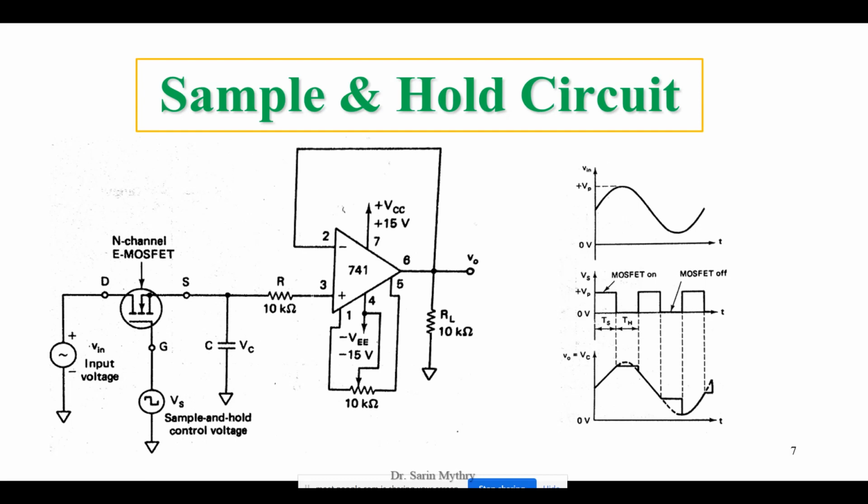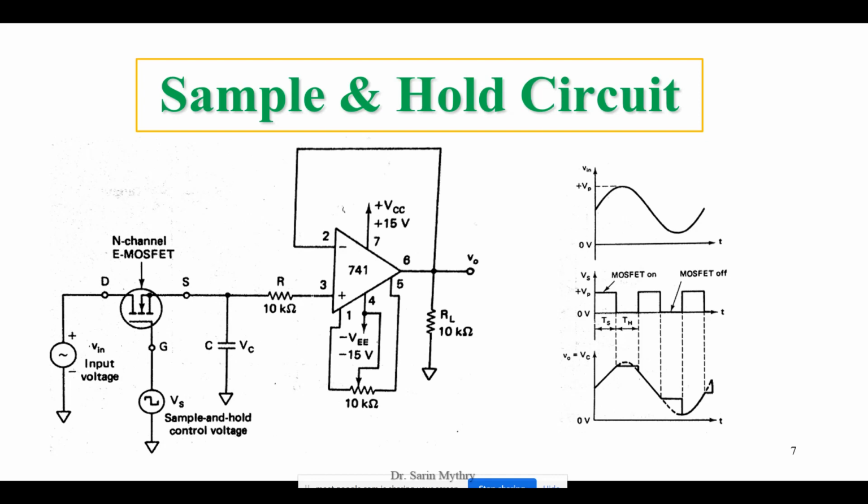In the sample period, what happens? Your MOSFET is going to be turned on. Whenever the MOSFET is turned on, your capacitor is going to be charged up. The capacitor will be charged up with respect to the input voltage. Now what happens in the hold period? In the hold period, the MOSFET is going to be turned off.